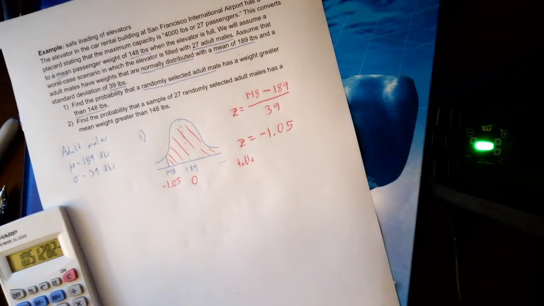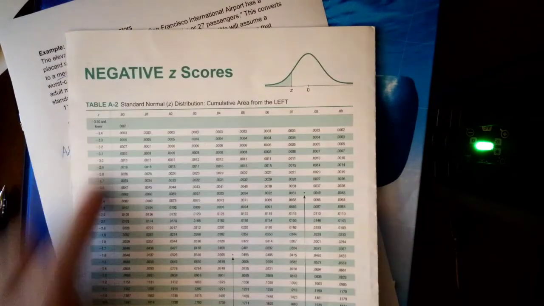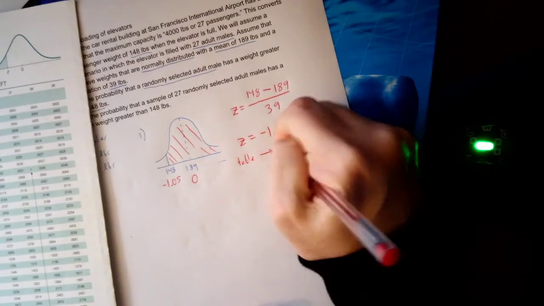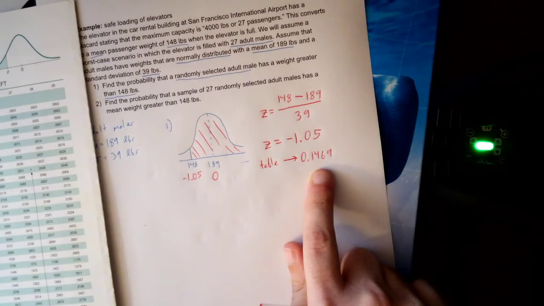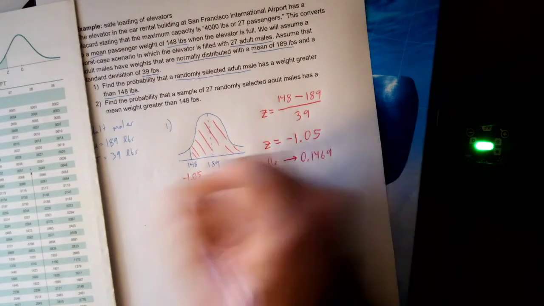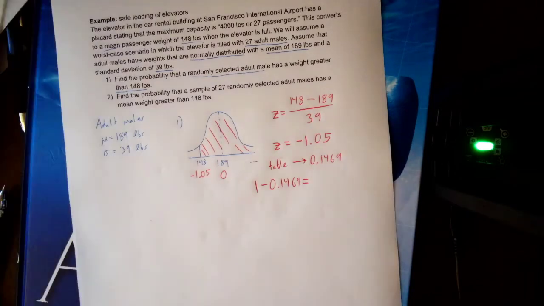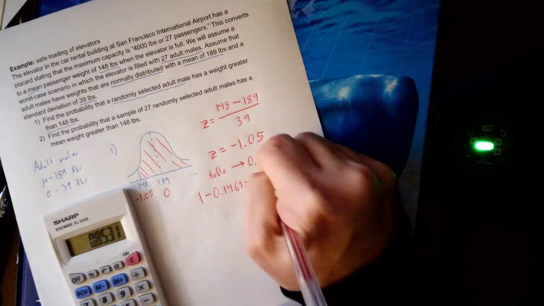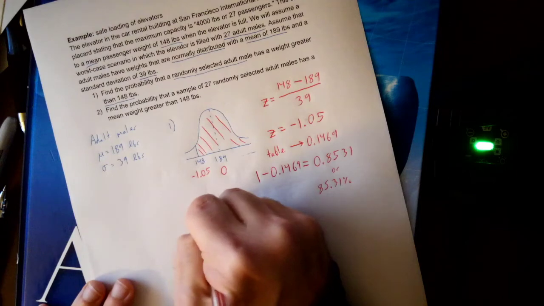Now next, remember, you always want to look in your table. So let's pull out our table. We're looking for negative 1.05. Negative 1.05 gives me 0.1469. So my table gives 0.1469. This is not my answer, because what's the trick? The trick here is I need to subtract from 1, right? It's shaded to the right. So I'm going to subtract from 1. Let's subtract 1 minus 0.1469. That gives me 0.8531, or 85.31%.